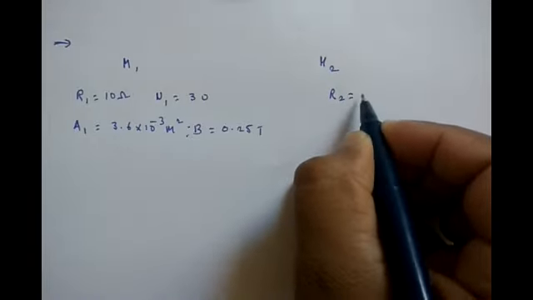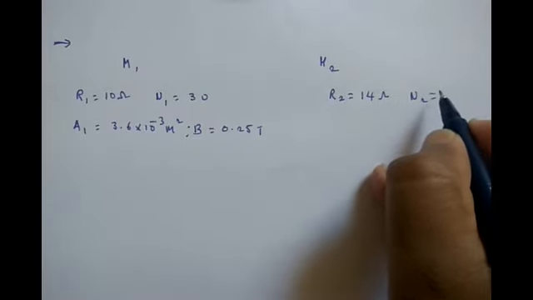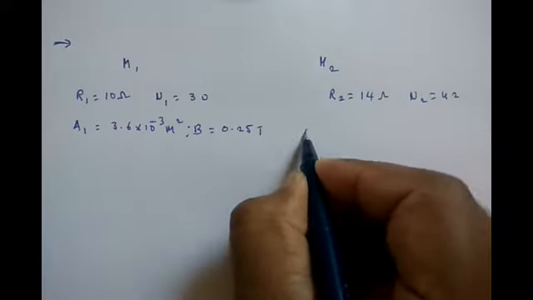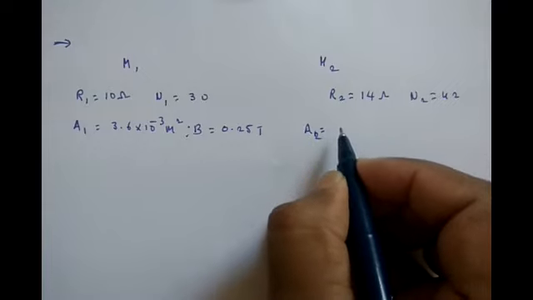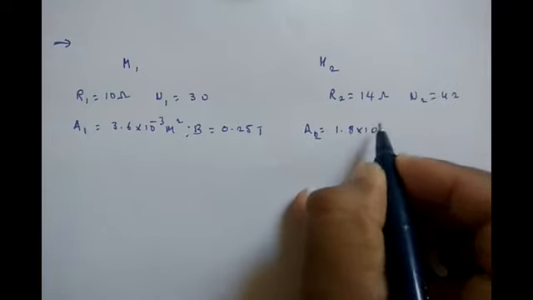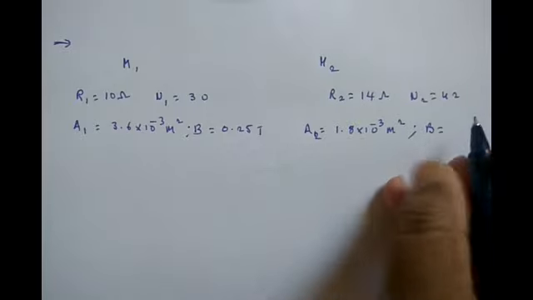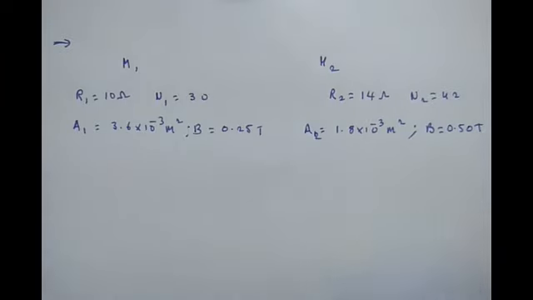The specifications of second galvanometer are R2 equals 14 ohm and N2 equals 42 turns, and area A2 of the coil is 1.8 into 10 power minus 3 meter square, and the magnetic field is 0.50 Tesla. So these are the specifications. Now we need to find the ratio of current sensitivities and ratio of voltage sensitivities.